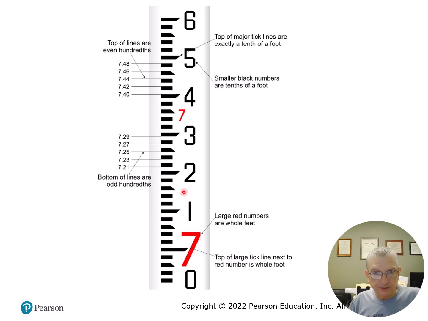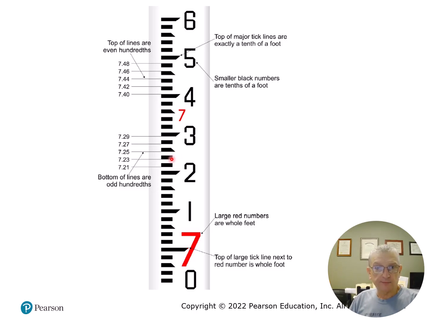And every tenth, you're on the top of the edge. But every half a foot, you've got another wedge, and the point of the wedge is the half foot, or the 0.05 foot increments.